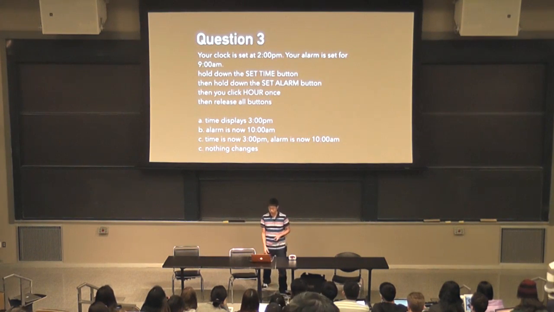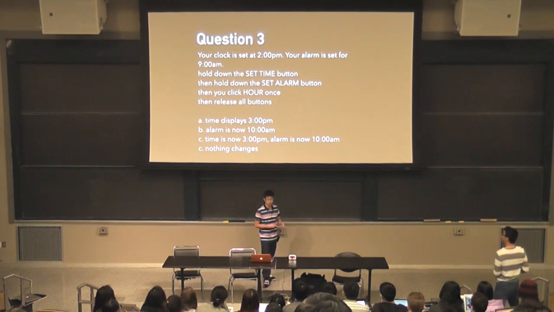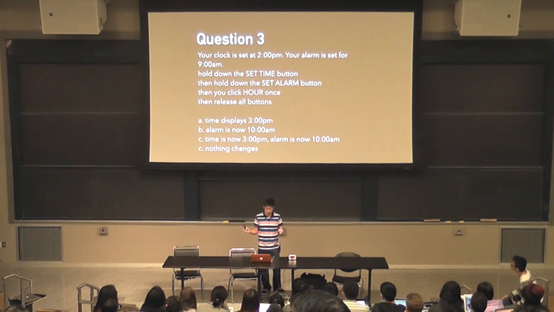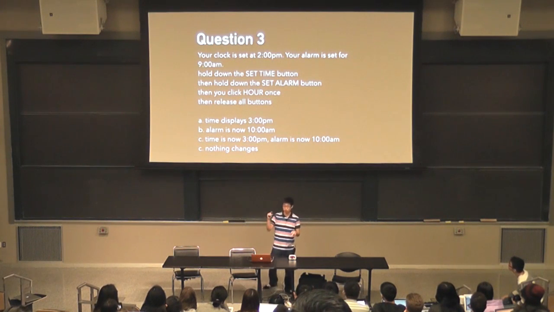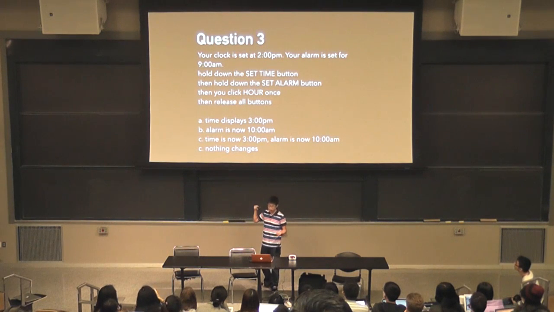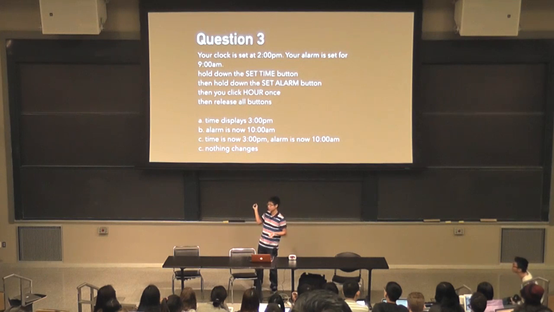Question 3. Your alarm clock is set to 2 p.m. Your alarm is set to 9 a.m. Hold down the set time button, then hold down your set alarm button while the set time button is held down. Then you click the hour once. So the time display is now 3 p.m. and the alarm is set to 10 a.m.? The time is now 3 p.m. and the alarm is 10 a.m.? Or nothing changes?